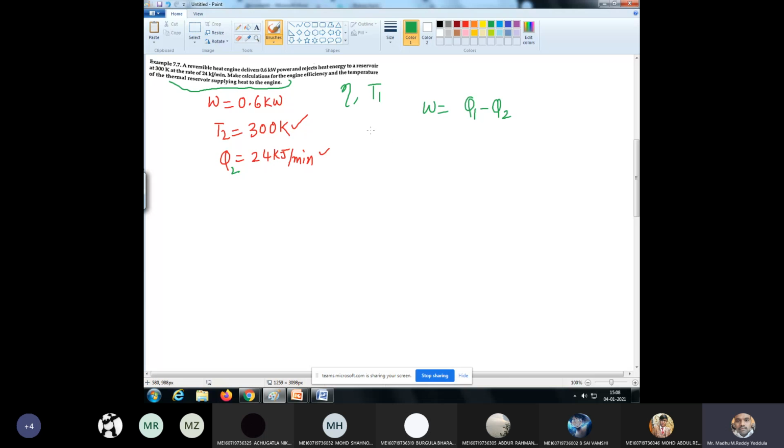But here you need to balance the units. Work is in kilojoule, kilowatt is nothing but kilojoules per second, but heat supplied is given in kilojoules per minute. So you should convert into kilojoules per second by multiplying with 60 in the denominator, because 1 minute is equal to 60 seconds. Now this is Q2. What is the work done given? 0.6 kilowatt is equal to Q1 minus 24 by 60. From this, Q1 is equal to 0.6 plus 24 by 60.